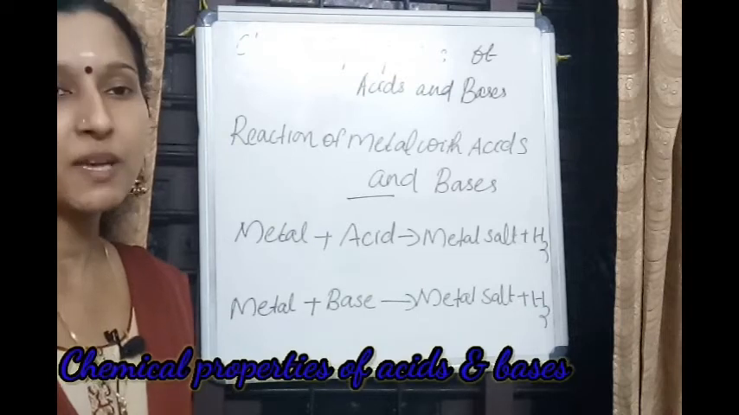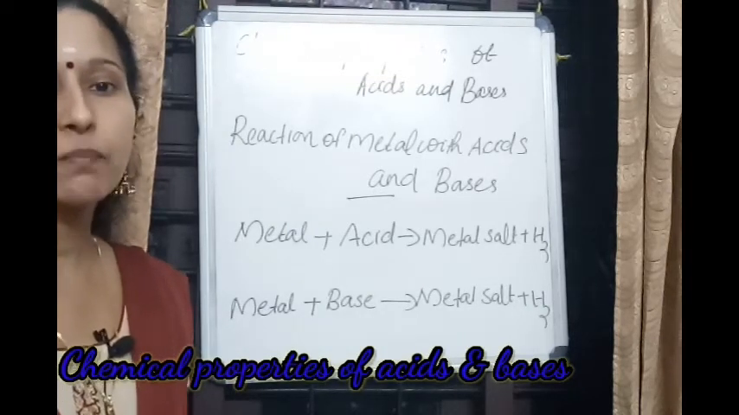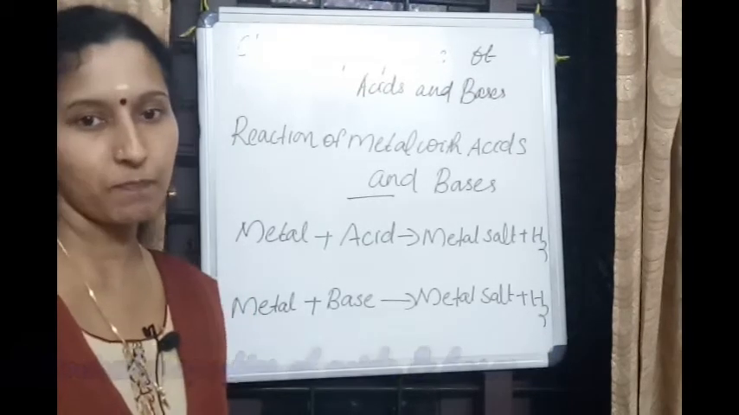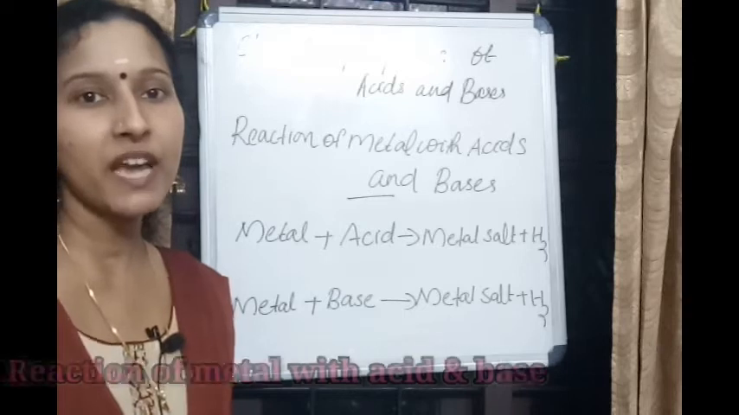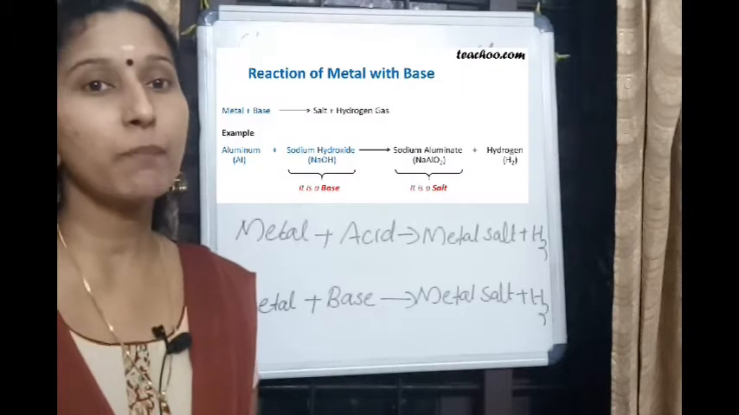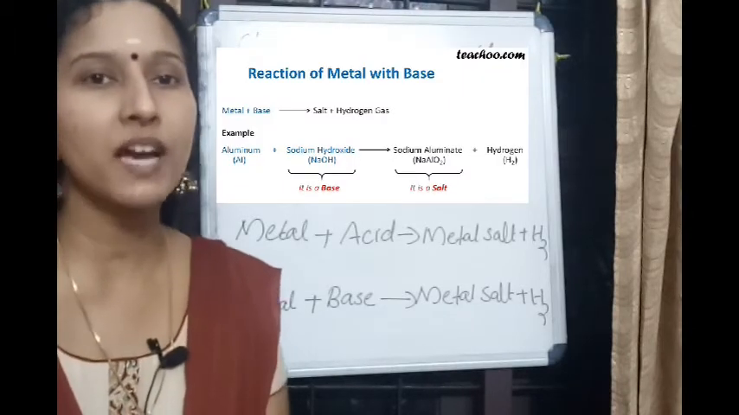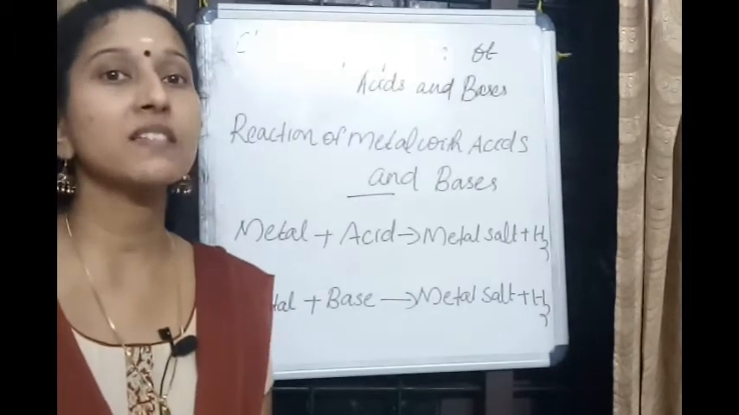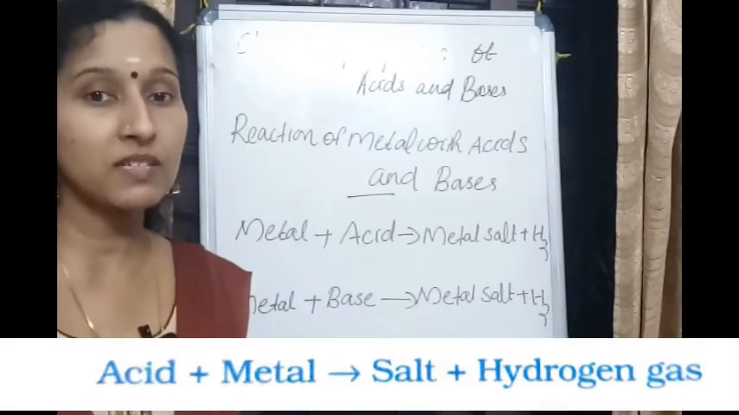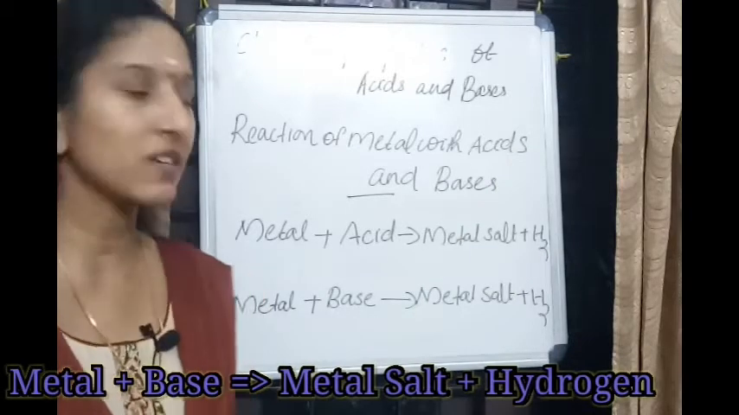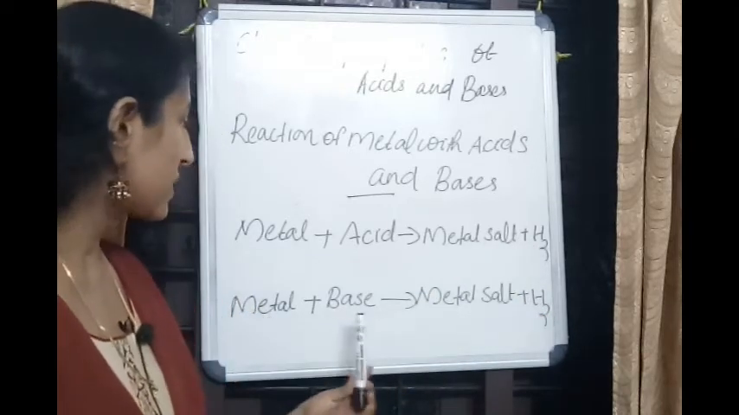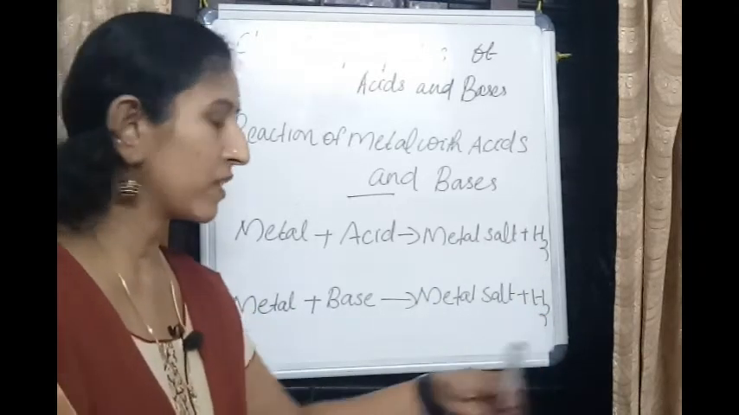Now we can discuss the chemical properties of acid and base. The first chemical property is reaction of metal with acid and base. If a metal reacts with an acid, it forms metal salt and hydrogen gas. If a metal reacts with a base, it forms metal salt and hydrogen gas. Metal plus acid gives metal salt plus hydrogen. Metal plus base gives metal salt plus hydrogen.